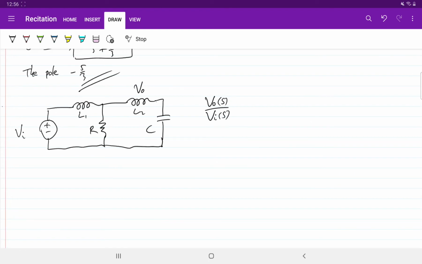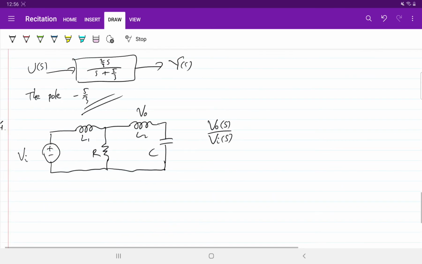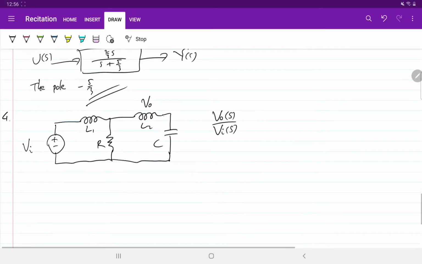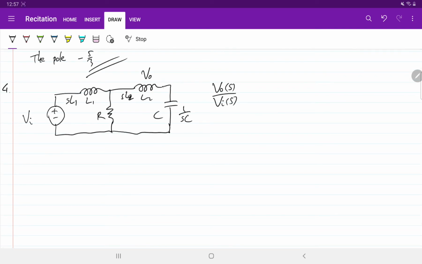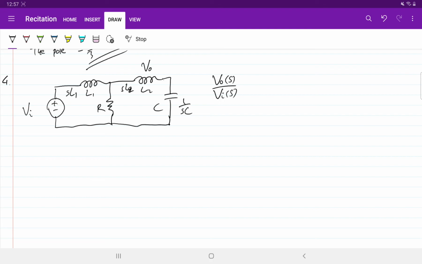How to solve this? The trick here is to treat these inductors and capacitor as impedance. So we know that the impedance of the capacitor is 1 over SC in the Laplace domain, and the inductors are SL2 and SL1. Okay, so now we can directly use voltage division.